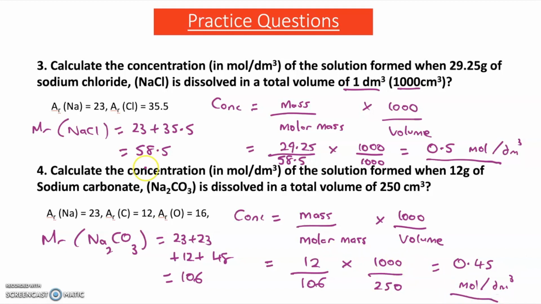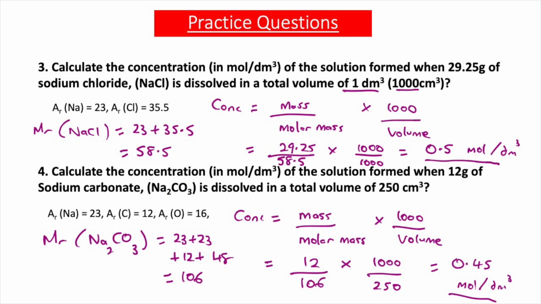Now again, another way of looking at this is we work out the number of moles in 250 centimeters cubed by doing 12 over 106, and then we scale up the 250 centimeters cubed to 1,000 centimeters cubed to express concentration. So we're effectively timesing it by 4.